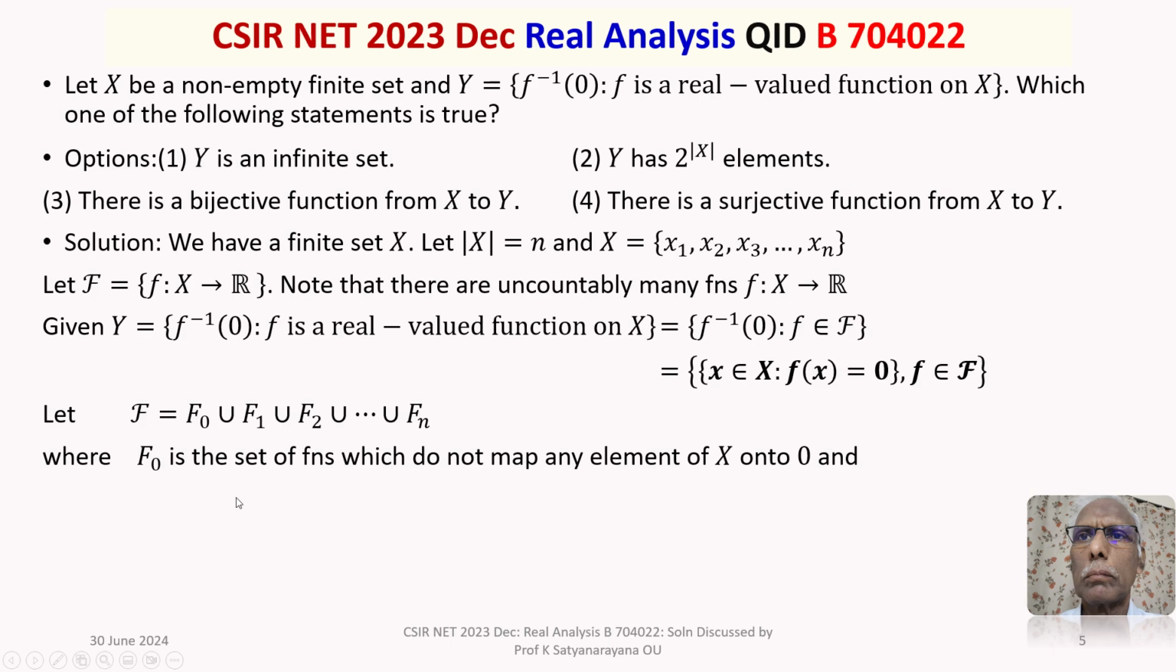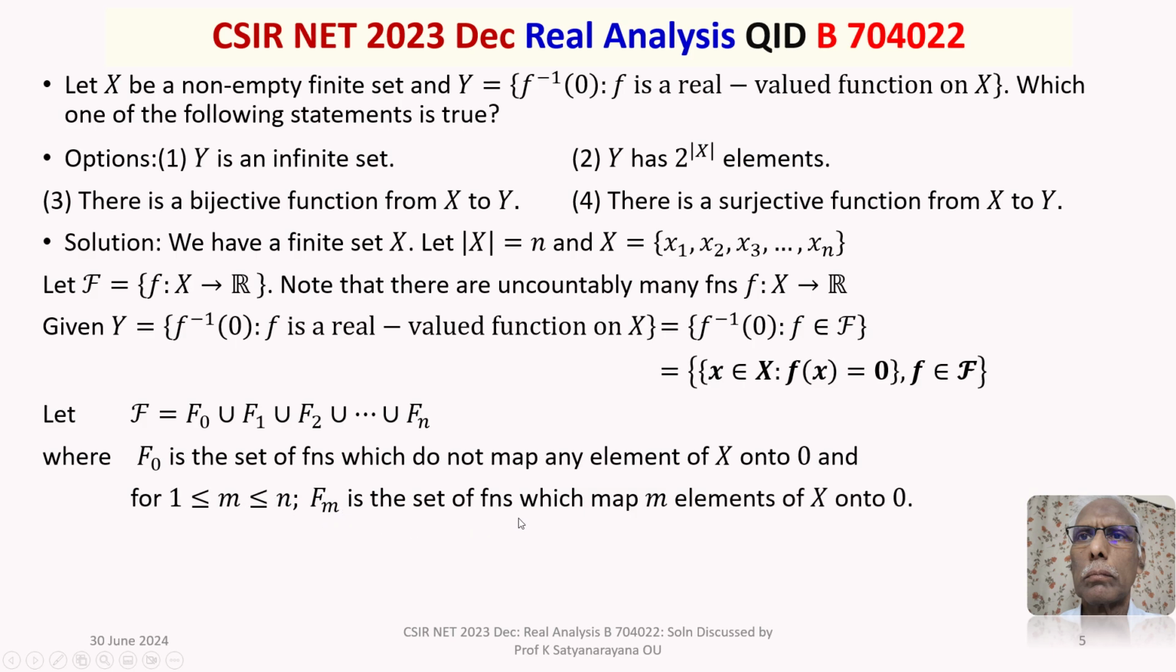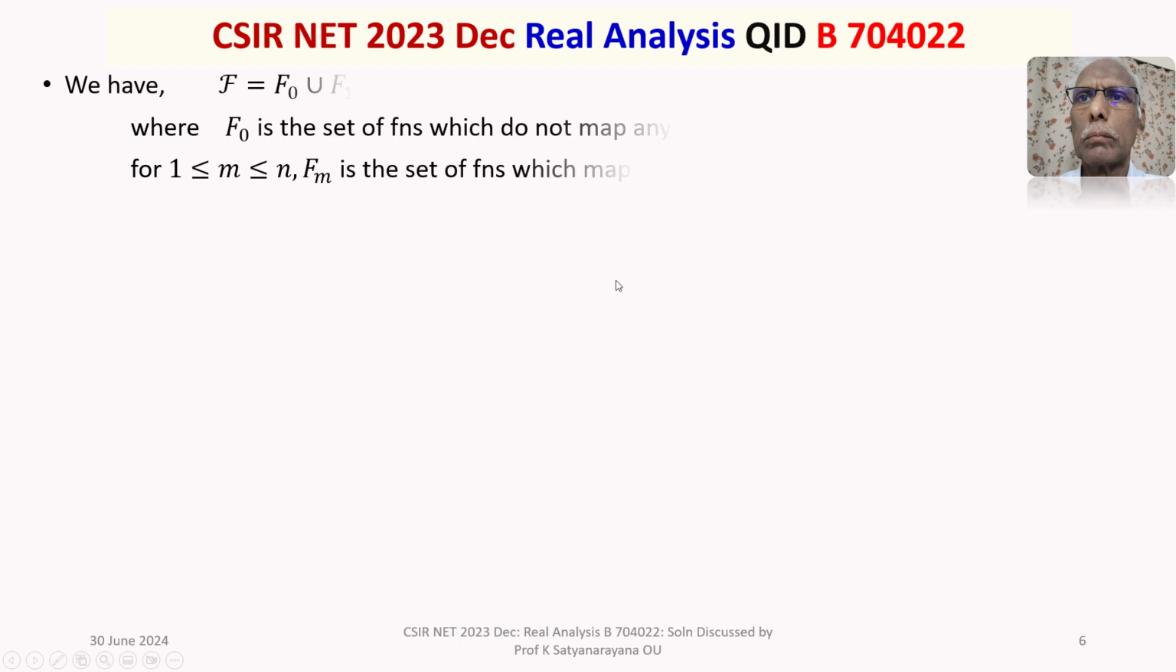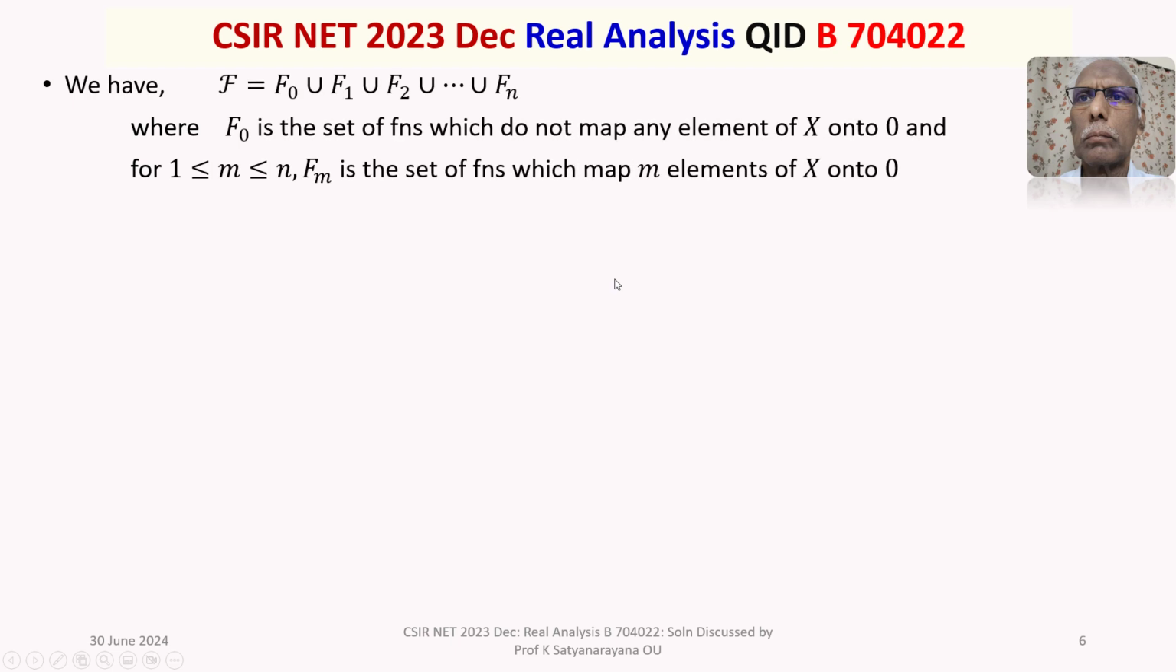Likewise, for 1 less than or equal to m less than or equal to n, Fm is the set of functions which map m of the elements of capital X out of n onto 0. So, Fm is the set of functions which map m elements of X onto 0. M takes the values 1, 2 up to n. Now, let's discuss the solution further in the next slide. So, that's what we have done so far.